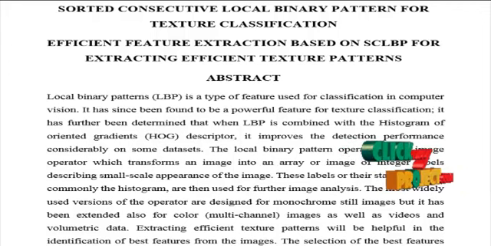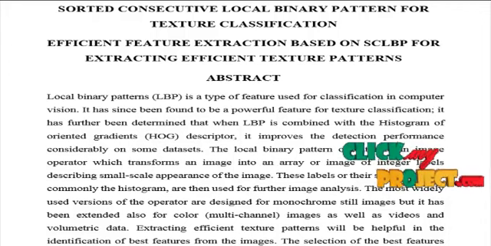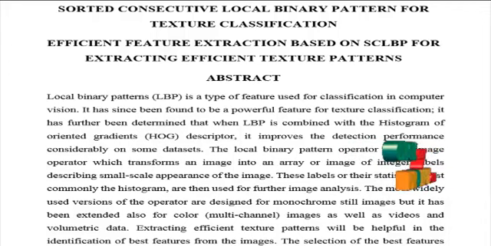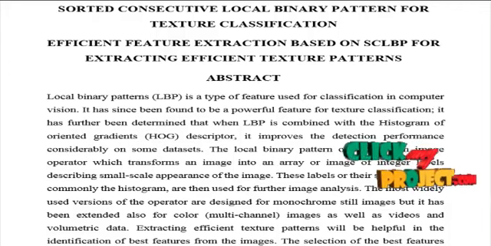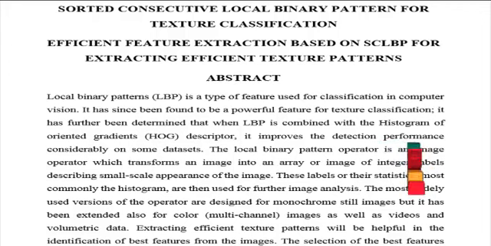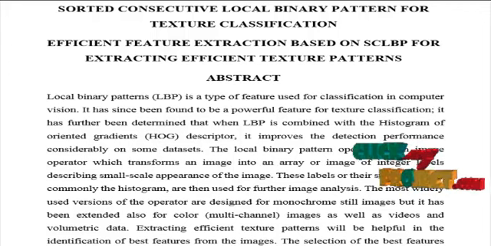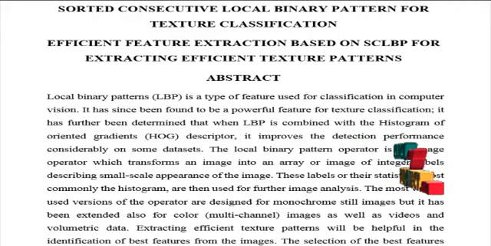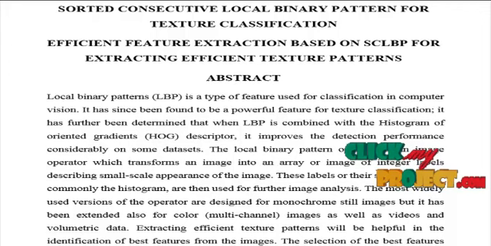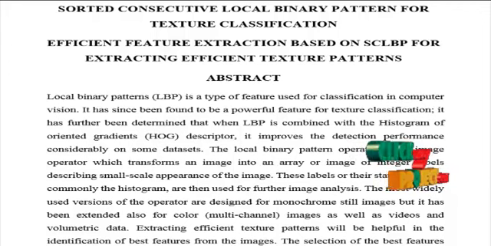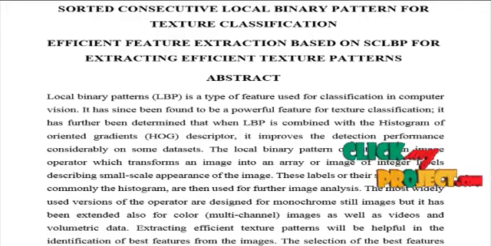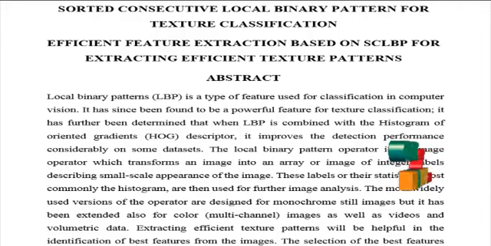To extract the patterns, the input images were first filtered using a Gaussian kernel. The CLBP texture patterns were first calculated for the input images. The sorted consecutive local binary texture patterns were then calculated for the input images. In the sorted consecutive local binary pattern features, SCLBP S, SCLBP M plus, and SCLBP M minus were calculated.